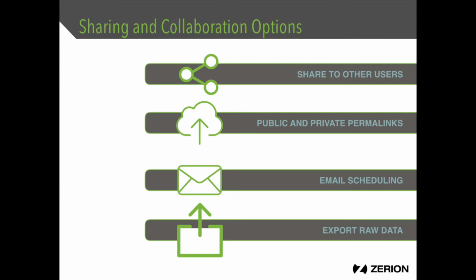This means other Zerion Reports users that you have. So you can put in their email address and share it to them, and then they'll be able to see that inside of their Zerion Reports account. You can also give public or private links, meaning that if I give out a public link, I can send it to anyone in the world, and they can open it up and see that information. And you can specify all the different permissions and things you need on there.